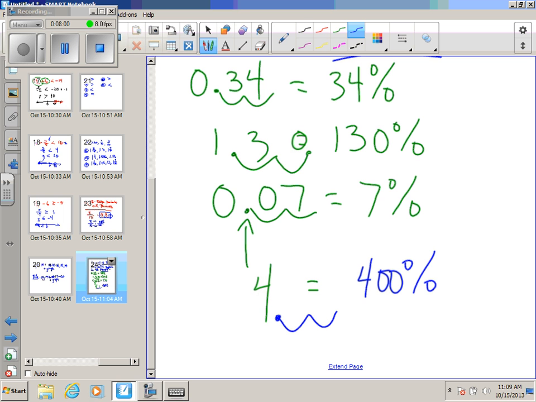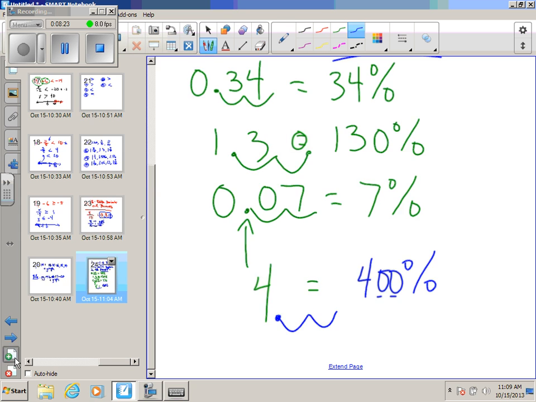So locate the decimal, move it 2 places to the right, stick a percent sign after it. No tricks, no bells, no whistles, that's it. Yes, ma'am. Add zeros where? We just did. Yes.